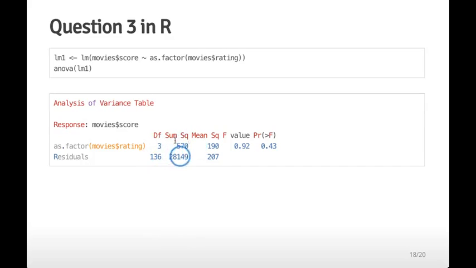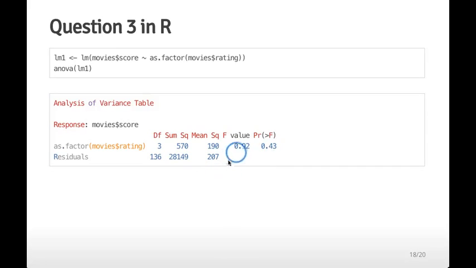And then I'll talk about the sum of squares here in a minute. And the mean square is just the sum of squares divided by their respective sort of degrees of freedom. And then the f value is the ratio of these two values. And then we get a p-value here at the end.